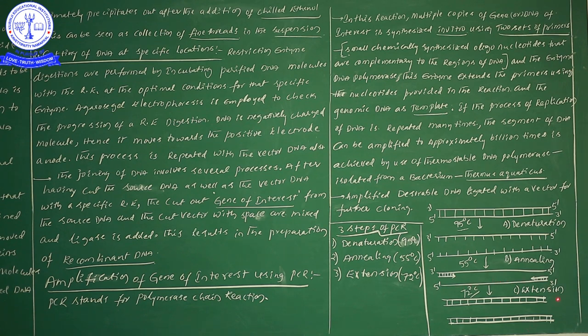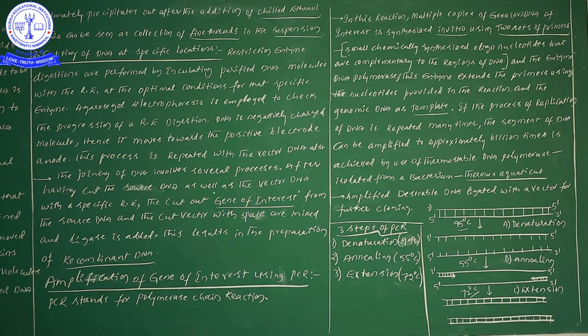So in extension, what is the point? Extension we do at 72 degrees centigrade. What is the information? With the help of DNA polymerase enzyme, polymerization takes place. When the polymerization process takes place, these two single stranded DNAs, one strand here and one more strand here, are converted into two double stranded DNAs. So here one and here one. Now you are observing two double stranded DNAs.